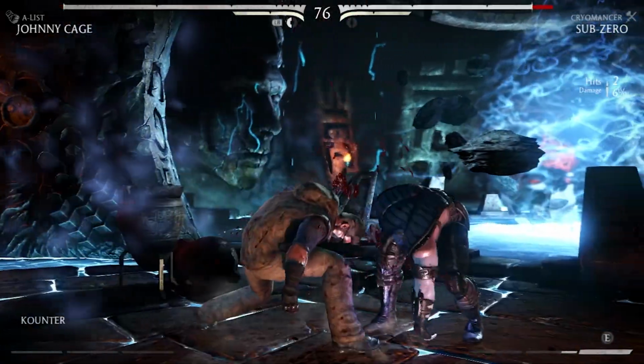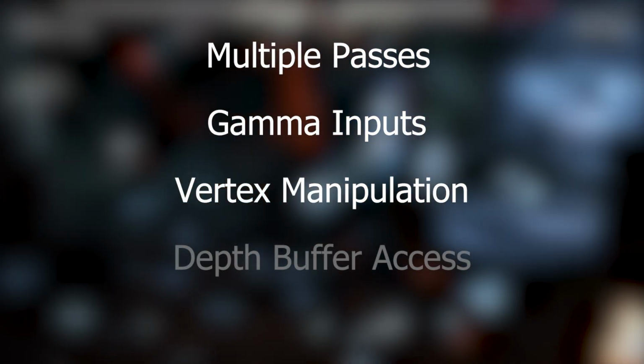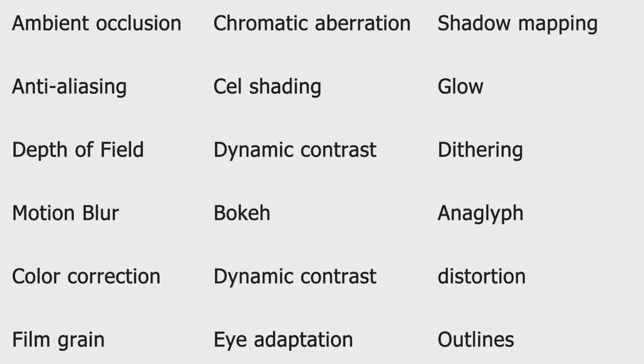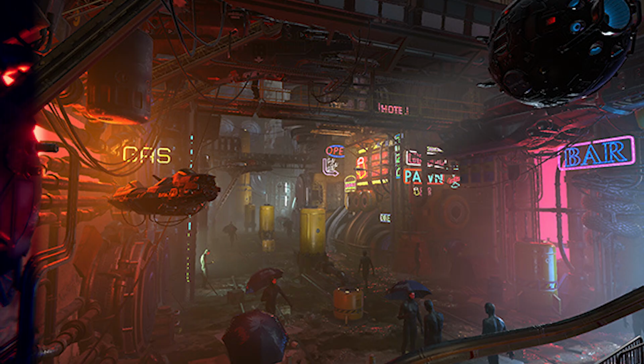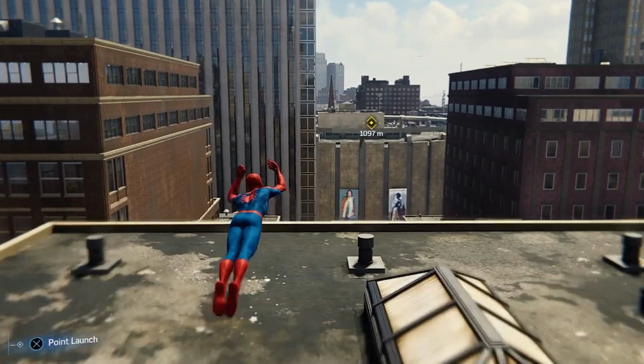Some post-processing effects also require multiple passes, gamma inputs, vertex manipulation, and depth buffer access. Such effects include ambient occlusion, anti-aliasing, depth of field, motion blur, and so much more. Post-processing solves a lot of problems, but at the cost of slowing down the frame rate. Therefore, knowing where and when to use it is important.